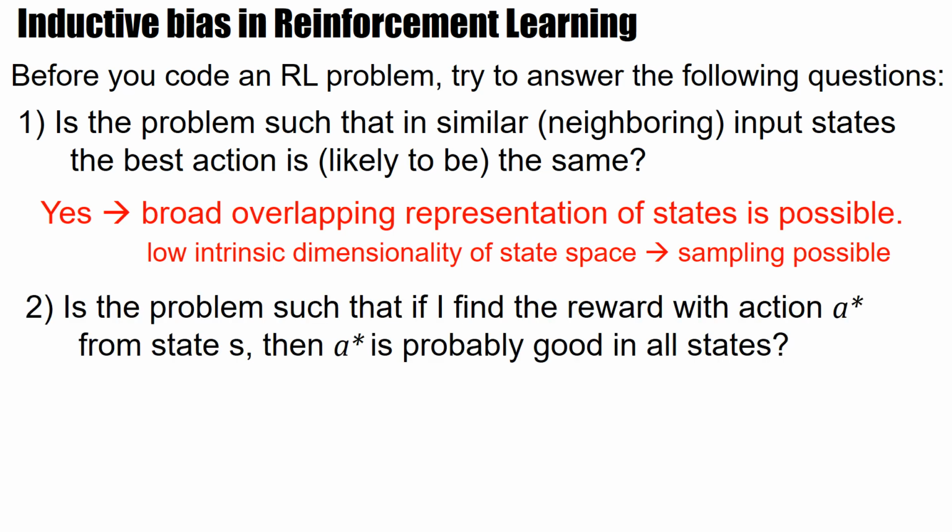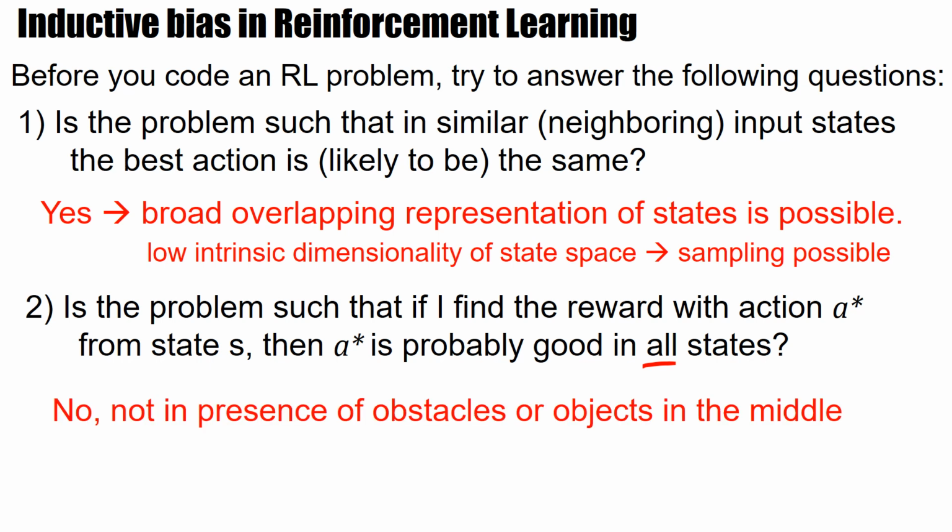Is the problem such that if I find the reward with action A star from state S, then A star is probably good in all states? And here the answer is no. So if the goal is here, then from one side I would move in this direction, and from the other side I would move in this direction. Also, obstacles would mean that you would have to move around.